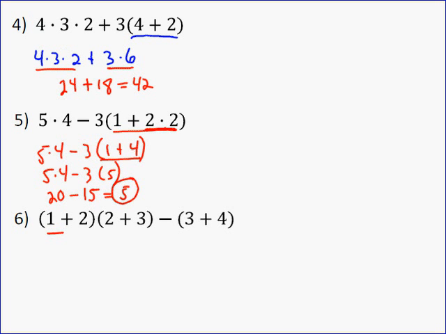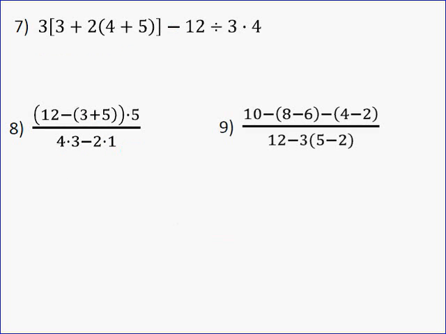On number 6, you got 3 different sets of parentheses. They're all separate, so you can do them all at the same time. 1 plus 2 is 3, 2 plus 3 is 5, 3 plus 4 is 7. Now you just have an order of operations where you need to do multiplication before subtraction. 3 times 5 is 15. 15 minus 7 equals 8.